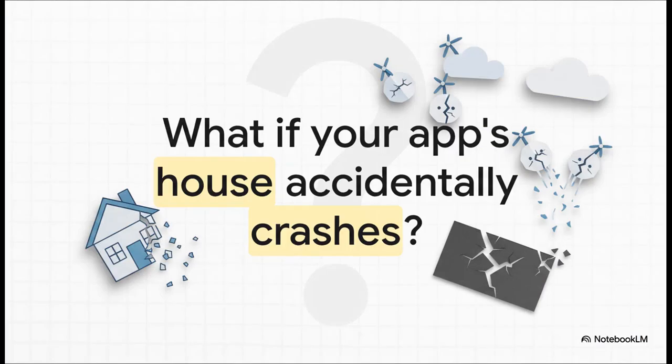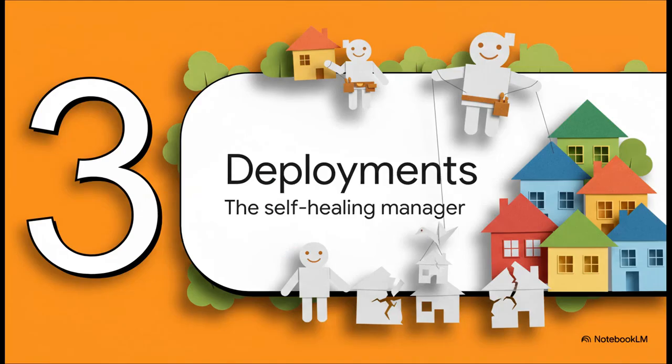Okay, so we've got a house for our app. That's a great start. But what happens if there's a problem? You see, pods are mortal. They can fail, they get deleted, and if our one and only pod goes down, our entire application just vanishes. That is not very resilient, is it? We need something better. And that something is the deployment.